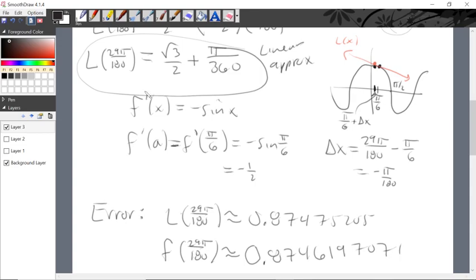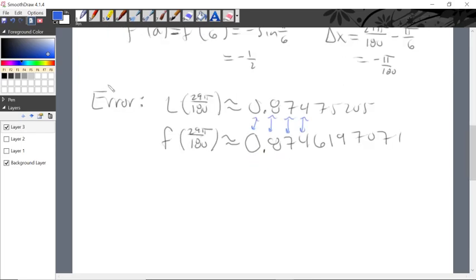Okay, so how accurate were our results? How many decimal places of accuracy? Right. This is the same, this is the same, this is the same, and this is the same. And then we move over to the next digit, and we have a difference right there. So in fact, the answer is accurate to 3 decimal places of accuracy.